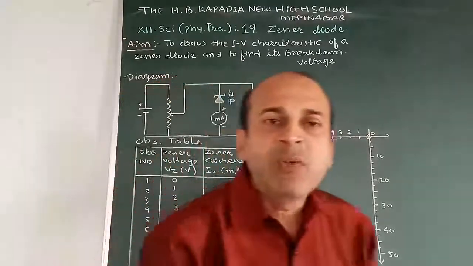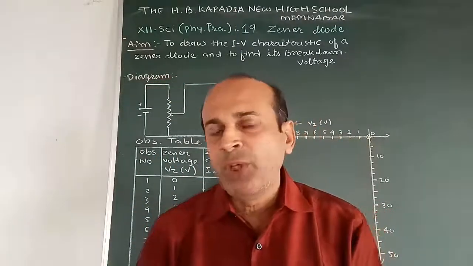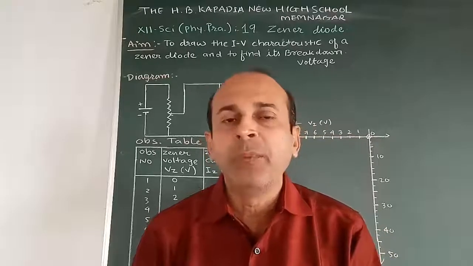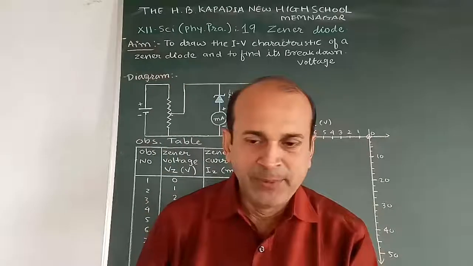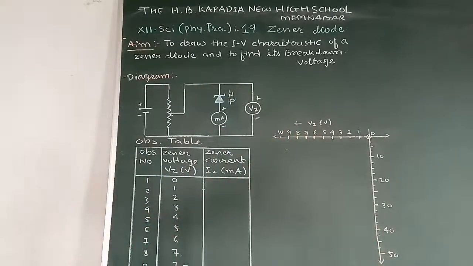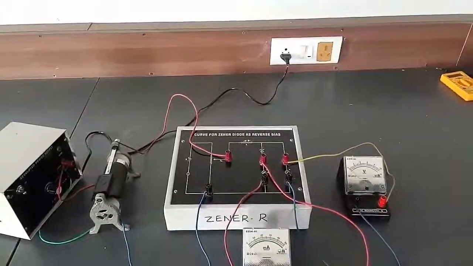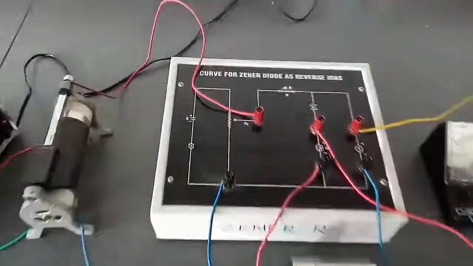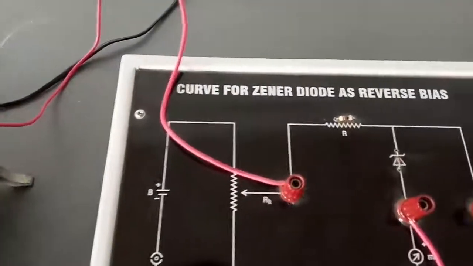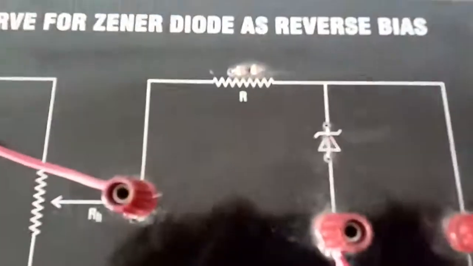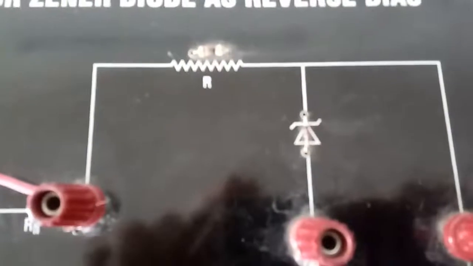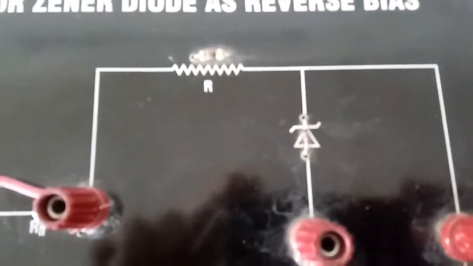Now in reverse bias, let me increase the voltage. What happens to the flow of current through the diode? Let me study it in the Zener diode. Here is the circuit diagram board, the curve for the Zener diode in reverse bias. This diode is a Zener diode. See this diode, the symbol is like a Z type.